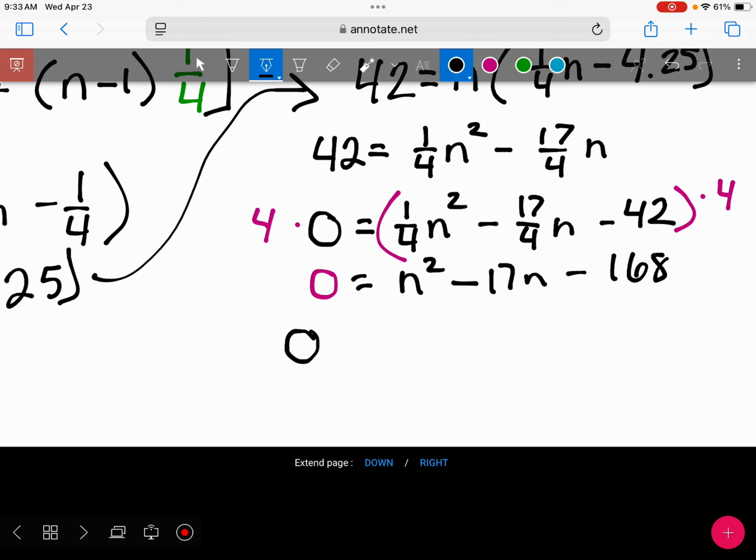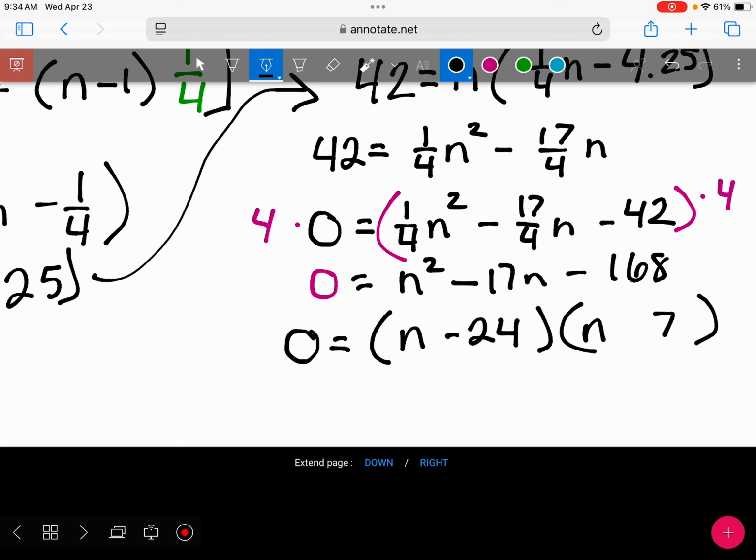What are we going to get factoring this one? What do we get as our factors? Negative 168. Watch your signs. It multiplies to be a negative 168, adds to be negative 17. Seven and 24, but which one is going to be negative? The negative 24, positive 7.